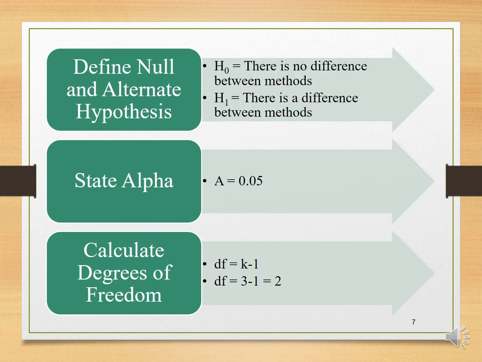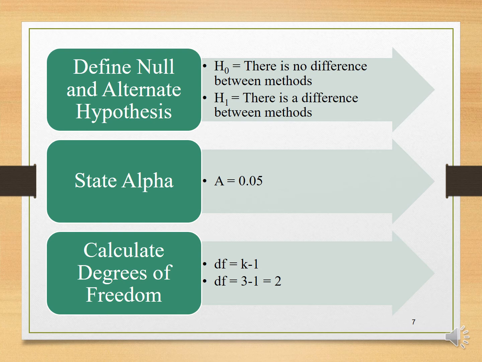So, let's start with step 1. Defining the null and alternative hypothesis for a Kruskal-Wallis test. Our null hypothesis H0 is that there is no difference between the methods that we are comparing. Our alternative hypothesis H1 is that there is a difference between the methods that we are comparing. Step 2 is to state the alpha level. That's easy because I already said use an alpha level of 0.05.